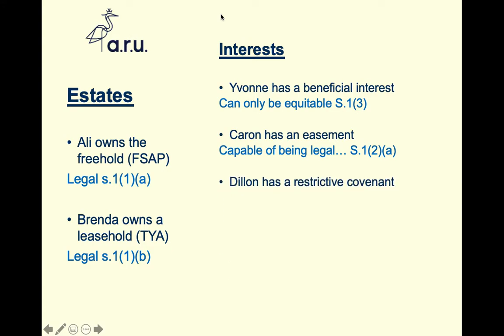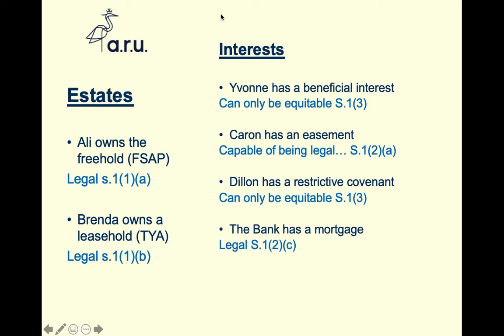Dealing with a restrictive covenant not to run the property as a business would only ever be capable of being equitable. Again, not listed in section 1(1), not listed in section 1(2), so having to be equitable under section 1(3). The bank with their mortgage is listed under section 1(2)(c) and therefore will definitely be legal. It's a legal interest, however, in this case, and not a legal estate.